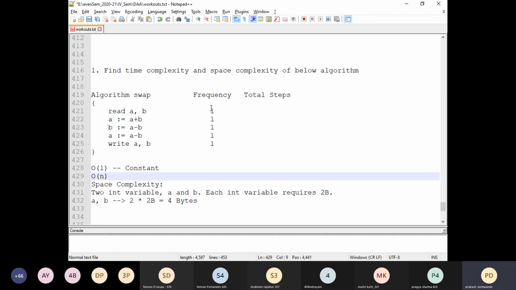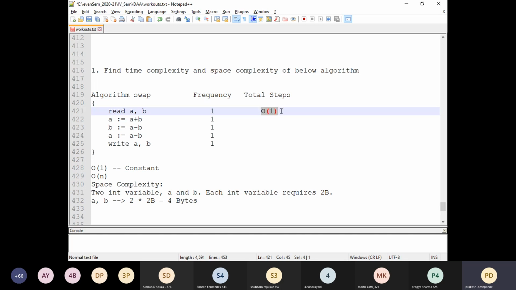Now here, if you look into the frequency, does this frequency have any instance characteristics involved in it? There are no instance characteristics involved, meaning there is no value of n used here. That means it is a constant. Since it is a constant, the big O notation will be big O of 1.